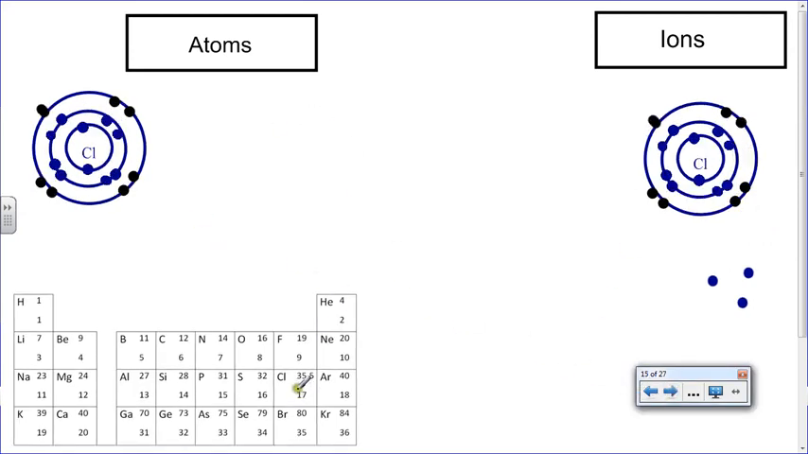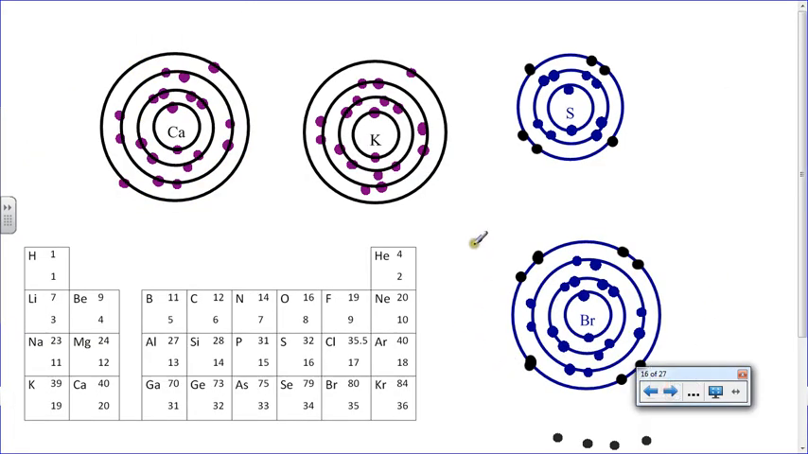Chlorine is in group 7. It's going to behave in a very similar way to fluorine. So it's got 7 electrons in its outer shell in the atom. The ion needs 1 extra electron. There we go. It's got 1 extra electron. It's become stable. It's got a full outer shell. That 1 extra electron gives it 1 negative charge.